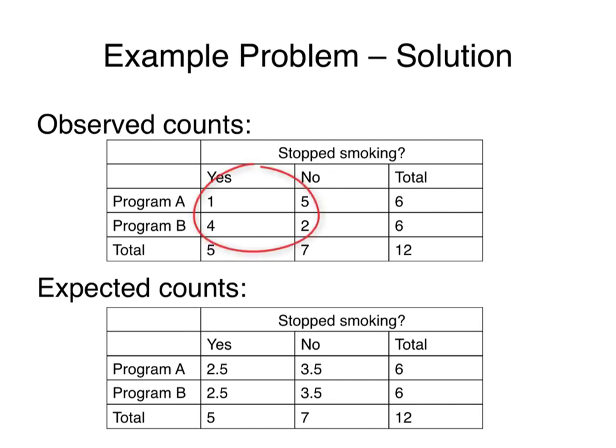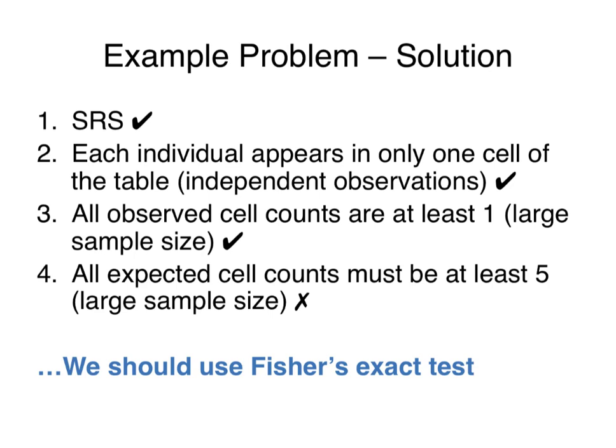We can also see that all observed cell counts are at least 1. And our last assumption is that all expected cell counts must be at least 5. We calculate the expected counts by multiplying the row total by the column total and dividing by the overall total from our observed table. If we do this, we can see that the expected cell counts are lower than 5 in all of the 4 cells. So, since our assumptions aren't met, we should use Fisher's exact test, the non-parametric alternative to the chi-squared test.